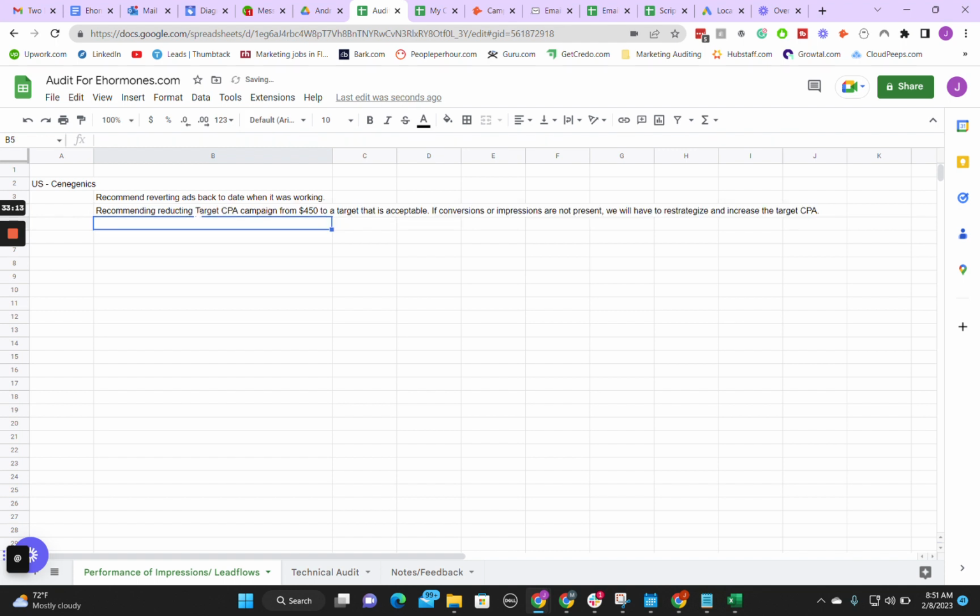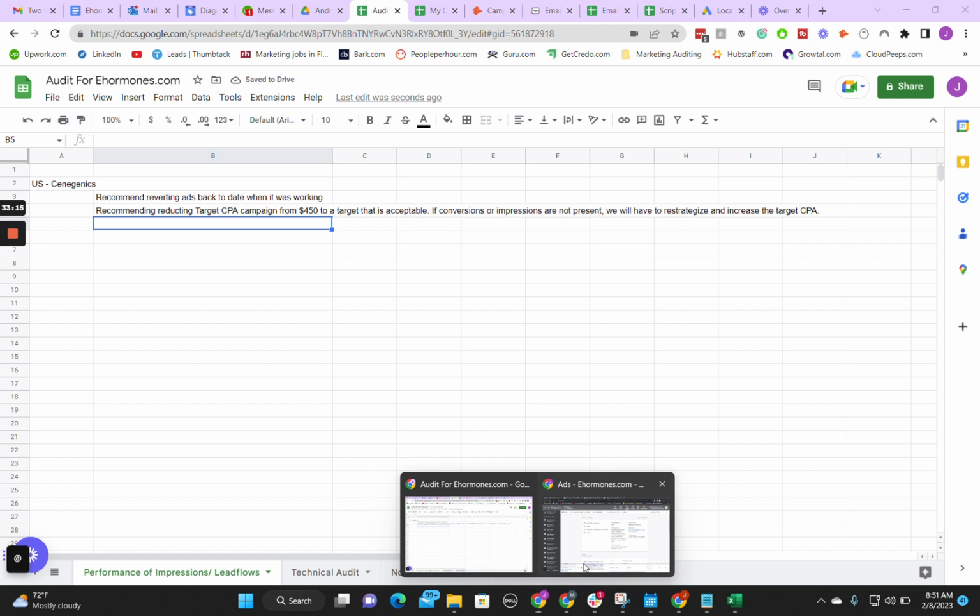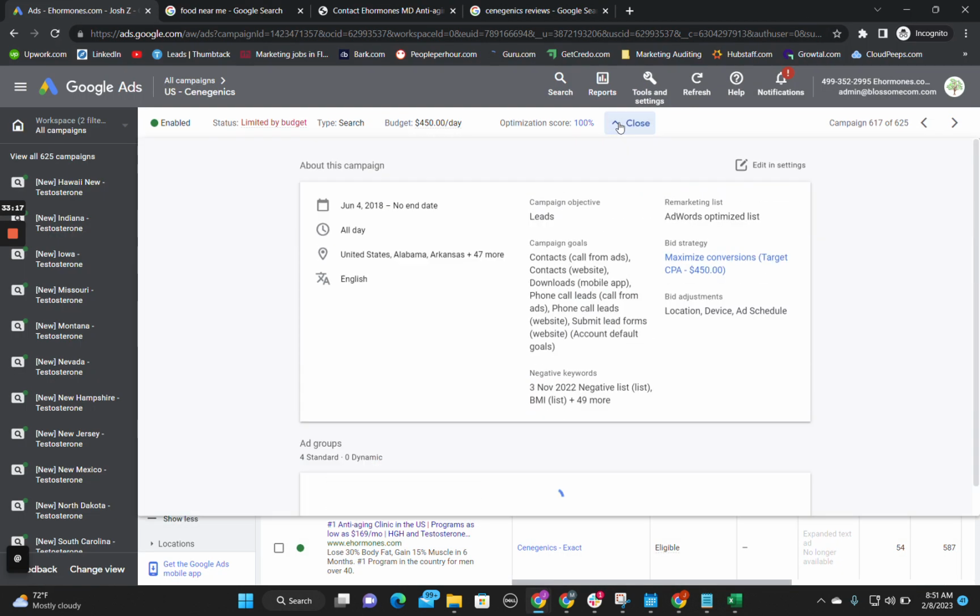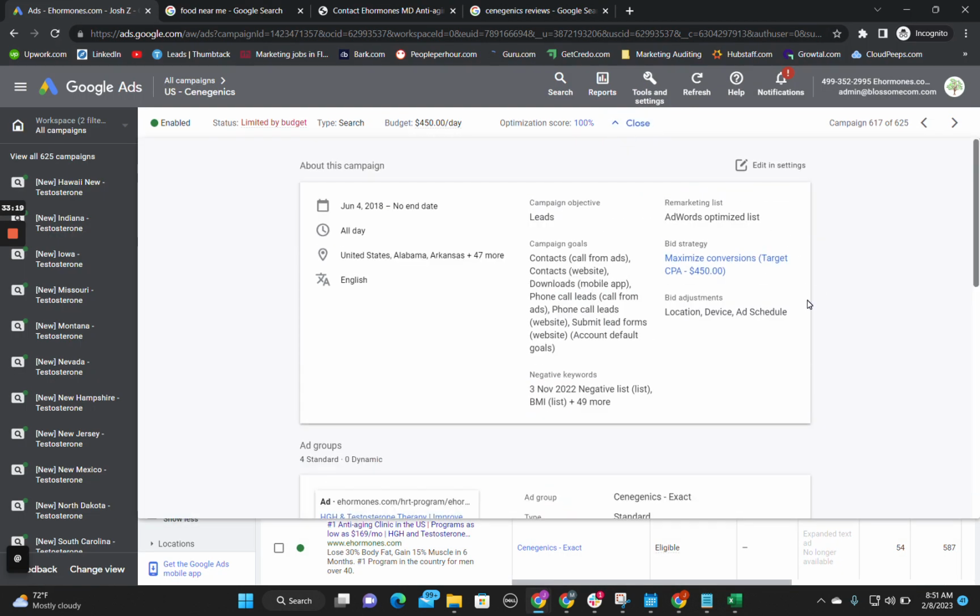So what does this mean? Some things I like to shout out really quick is that a target CPA campaign says, what do we want to spend to get a lead on? And they're saying they want to spend up to $450 to get a lead. Now, Google actually, and not just Google, but every ad platform, TikTok, LinkedIn, whatever, they write in their fine print that they can double this portion, okay?